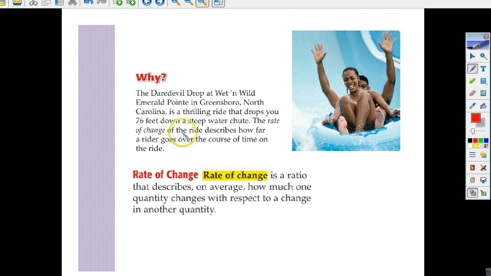The rate of change of the ride describes how far a rider goes over the course of time on the ride. Okay, so how far or how fast it goes over time. Rate of change. A rate of change is a ratio that describes, on average, how much one quantity changes with respect to a change in another quantity. So if you were at this Wet n Wild water park riding this thriller ride, it drops 76 feet down a steep water chute. So how far does it go over time?